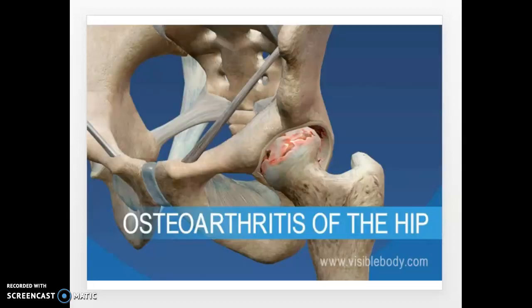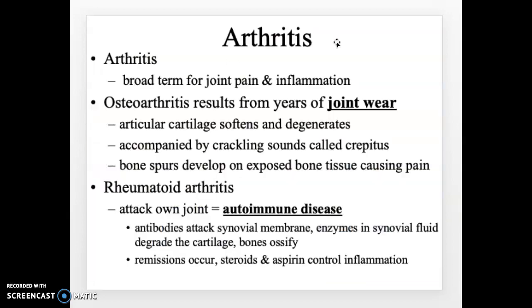So inflammation of the joint is called arthritis. There's two different types of arthritis, really, really important. These are good exam questions. Osteoarthritis is normal wear and tear on the joints. This just kind of happens as we age and degenerate. When bones start rubbing against each other, they start growing bone spurs, and then the bone spurs rub against each other, and that causes a lot of pain and inflammation in the joint.